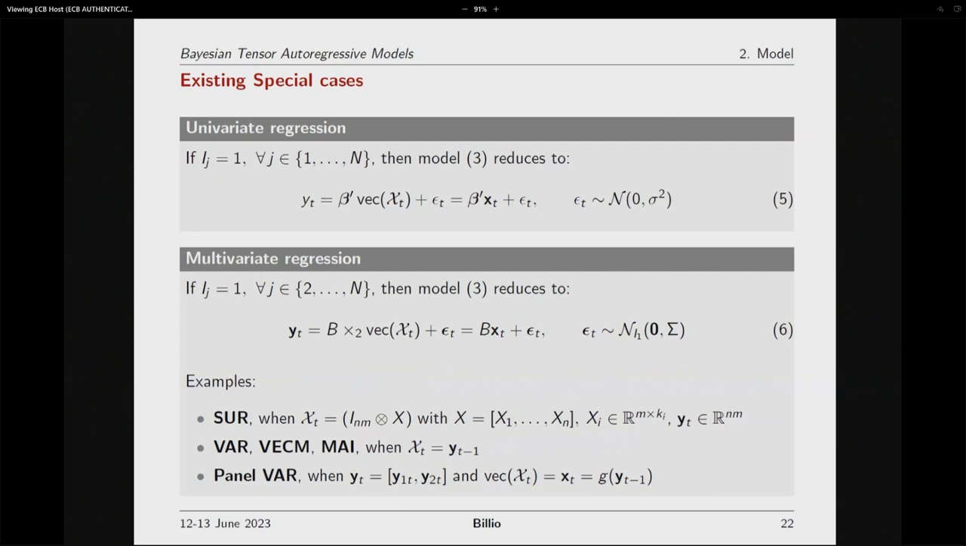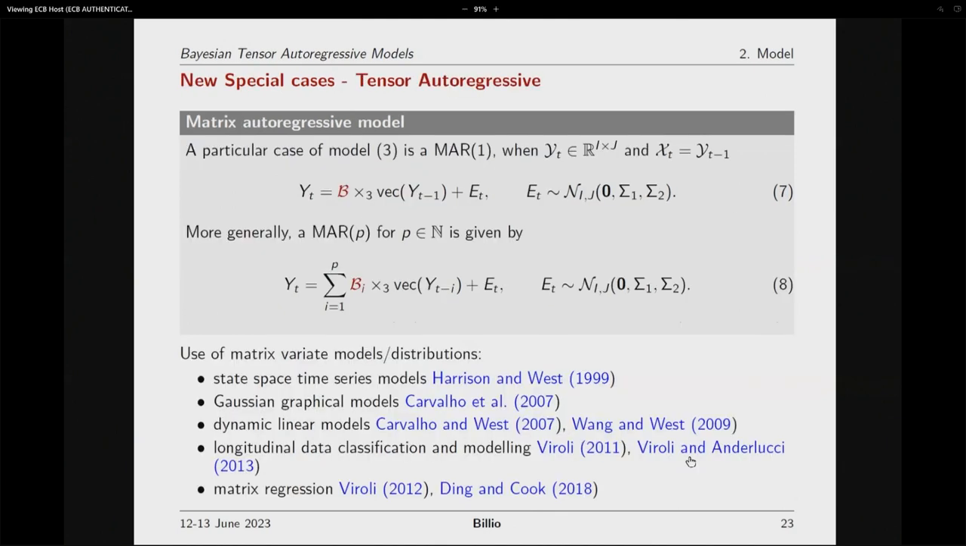Then special cases clearly are the univariate regression, but nothing new, and the multivariate regression. This means that it's possible to include examples such as the VAR, the VECM, the panel VAR, and the SURE model. Okay, what is interesting for us is to move to the new special cases, and this is the tensor autoregressive. The tensor autoregressive is to not simply have the tensor regression, but to have the dynamics there. And then to have the calligraphic Y_t that can be explained by the past calligraphic Y_t, okay? And then to be able to have dynamics on this.